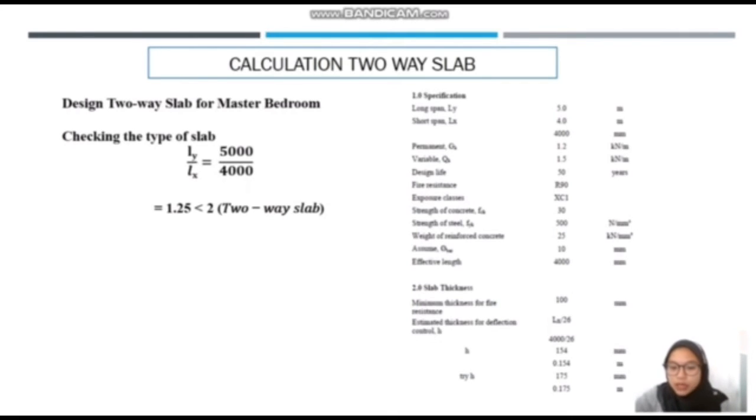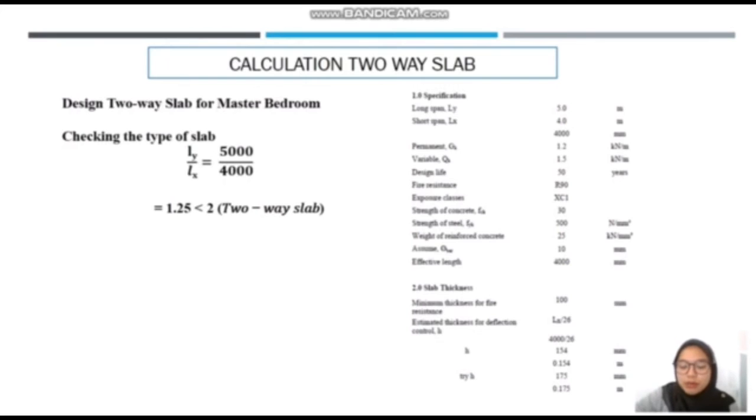Okay, so yang kedua adalah slab thickness. Okay, slab thickness, pertama adalah kena tahu minimum thickness for fire resistant. Okay, yang ni boleh tengok dekat BS, tengok dekat kita punya fire resistant. So, kalau R90, kita punya thickness untuk slab berapa? Okay, so kami dapat 100.